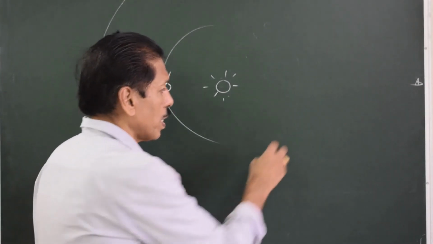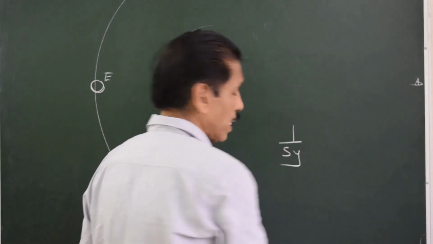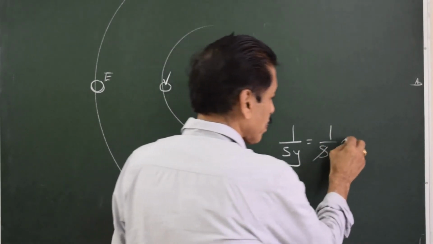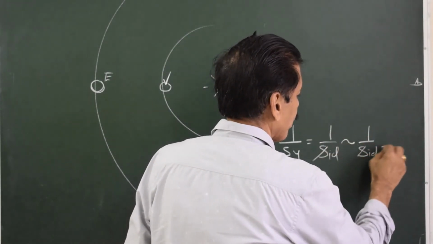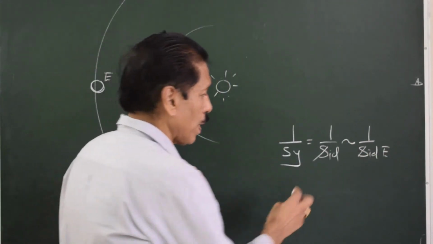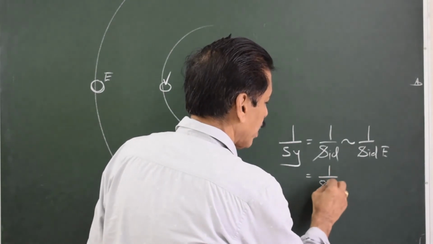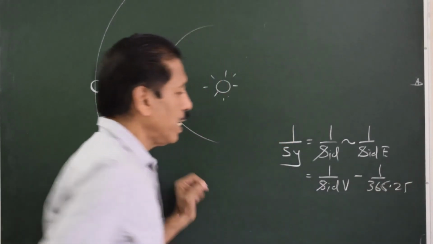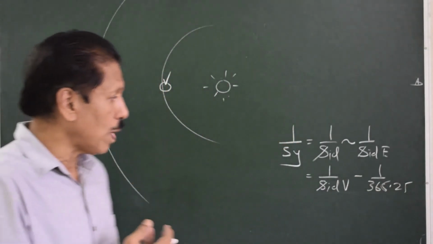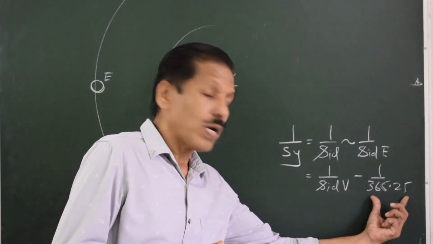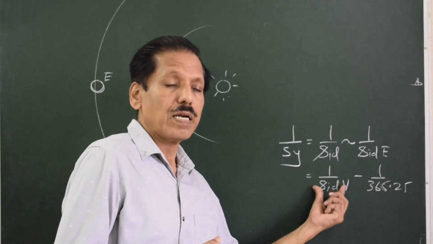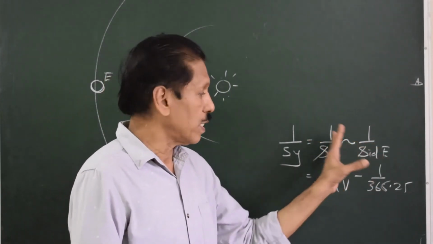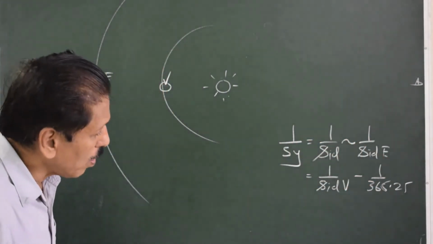Now there is a formula which is 1 upon Sy, that is synodic period, equal to 1 upon sidereal period. So in case of inferior planets, we can say 1 upon sidereal period of say Venus minus 1 upon 365.25. In case you want to find out the synodic period of superior planets, then we have to bring this 1 upon 365.25 here and sidereal period of that planet over there. And that is the only difference. But in any case, this formula holds good. The difference of the two will give you the reciprocal of synodic period.